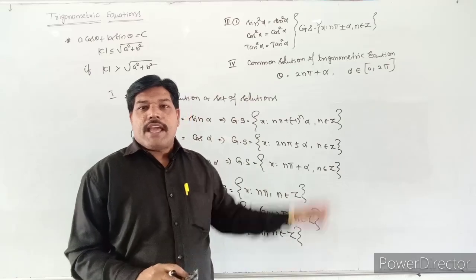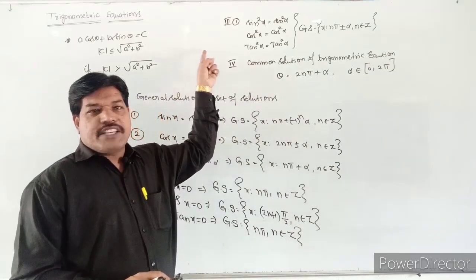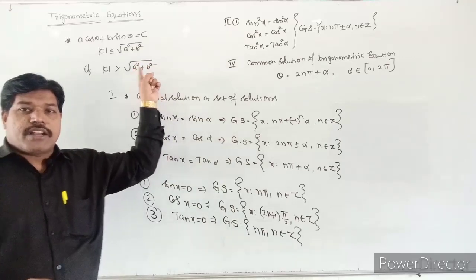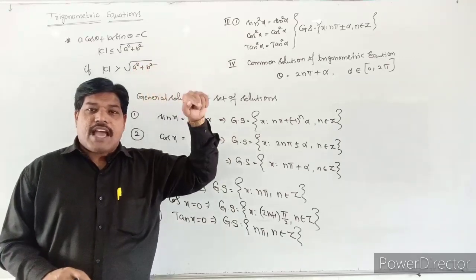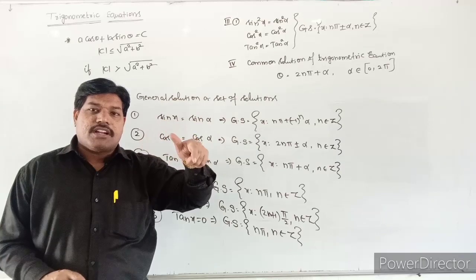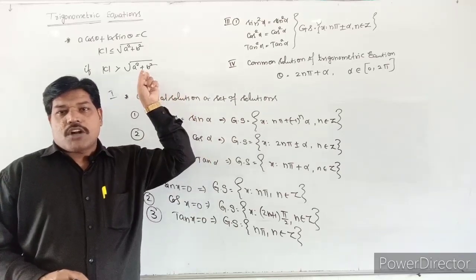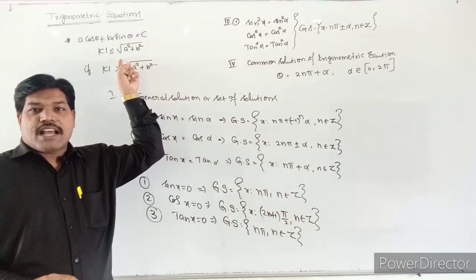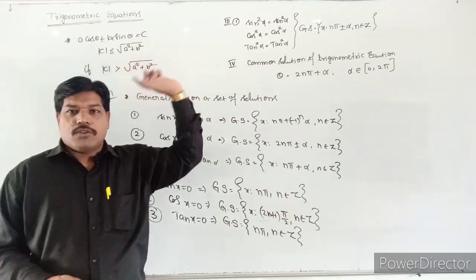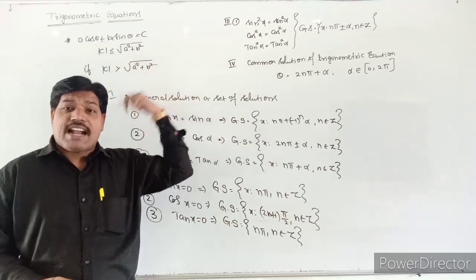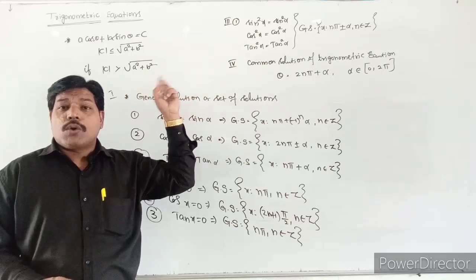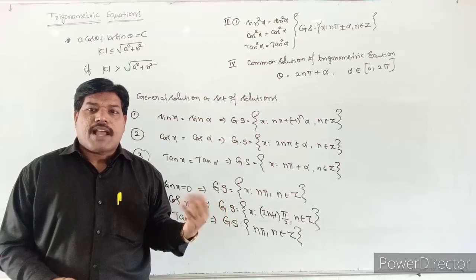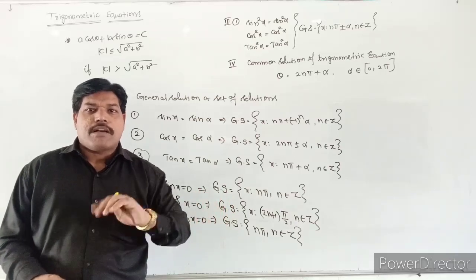And also a cos theta plus b sin theta plus c is equal to 0. A trigonometric equation is given. How can you identify first whether it has a solution or not? First we have to see that mod c is less than or equal to root of a square plus b square, then it has a solution. If mod c is greater than root of a square plus b square, in this case it has no solution. So if it has a solution, we will find the solutions in the problems.